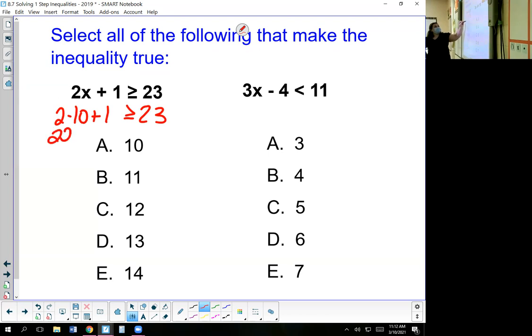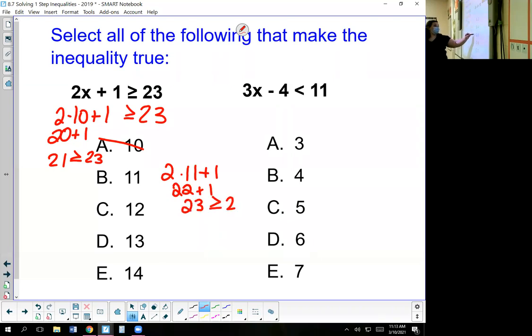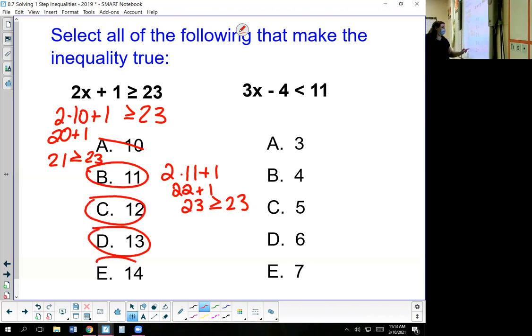This is 20 plus 1 is 21. Is 21 greater than 23? No. So then I try the next one. 2 times 11 plus 1 is 22 plus 1, 23. Is 23 greater than or equal to 23? It is, so that means all the numbers bigger than 11 or equal to 11 will work.